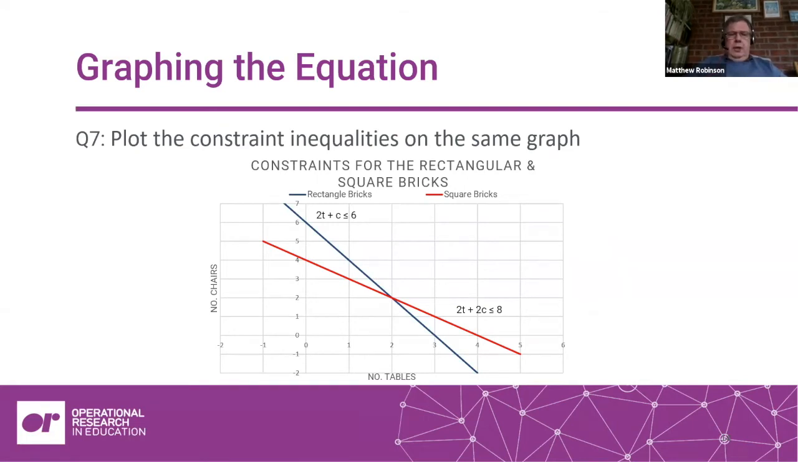So again, because the constraint was 8 is the maximum number of square bricks we have, and 6 is the maximum number of rectangular bricks we have, we have to be looking below those 2 lines. So what we've now got is 2 lines on the graph, and we know anything below those lines are what we call feasible solutions.